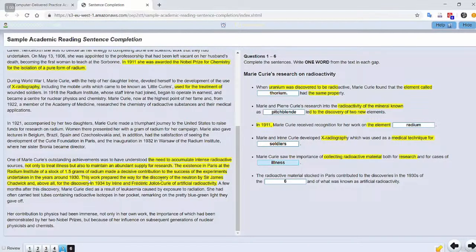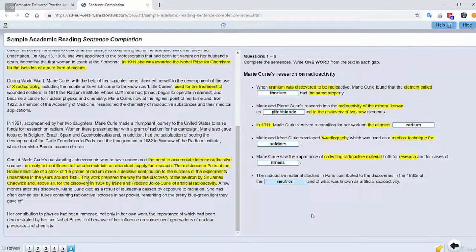The existence in Paris at the Radium Institute of a stock of 1.5 grams of radium made a decisive contribution to the success of the experiments undertaken in 1930. So we don't have a discovery yet. This work prepared the way for the discovery. There it is right there: discovery of the neutron. So our answer is neutron.